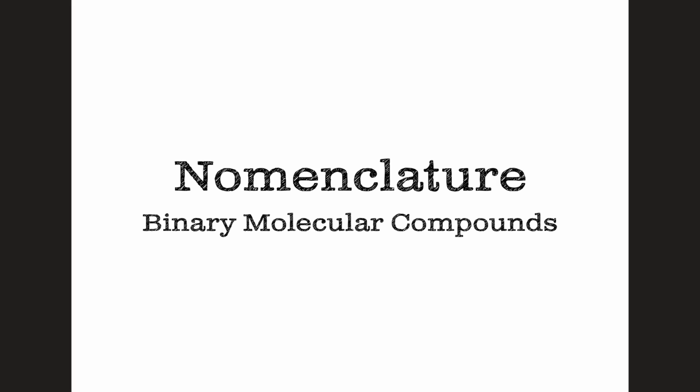Okay, so now let's look at nomenclature for binary molecular compounds. So this is going to be between two nonmetals being bonded together via a covalent bond. So here we have B2H4. So we have to look at the name for boron, the name for hydrogen, which is the H. But then we have to look at the subscripts for each of these in order to determine what Greek prefix we're going to put in front of the names for boron and hydrogen.